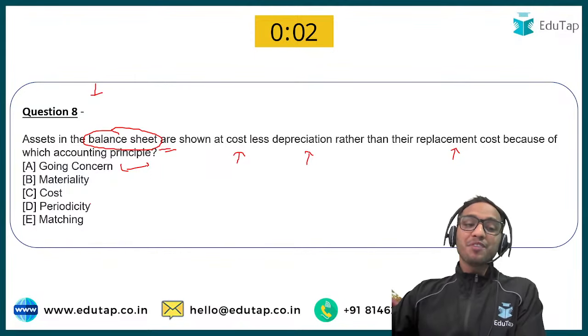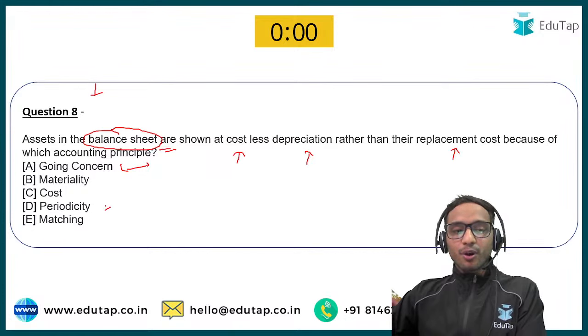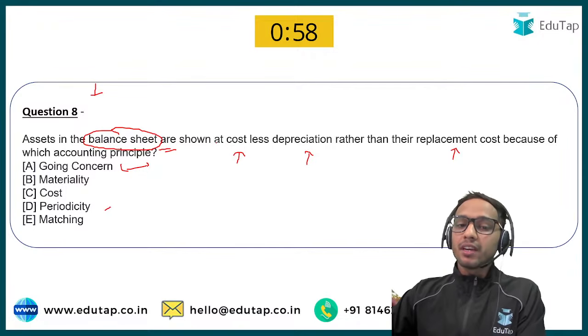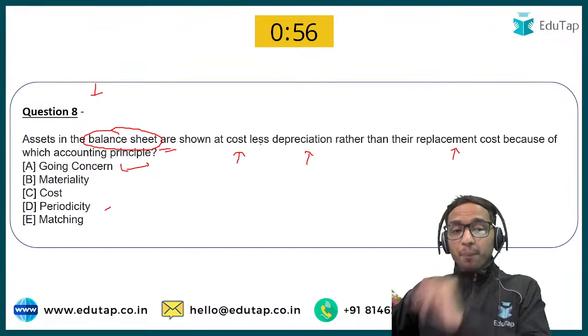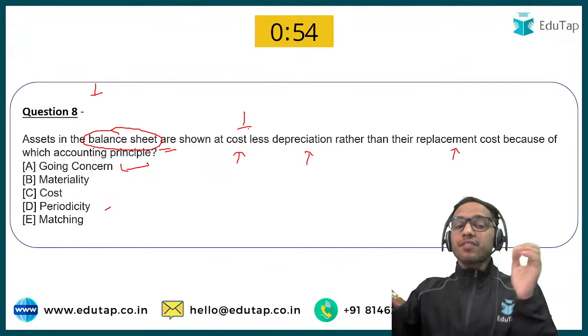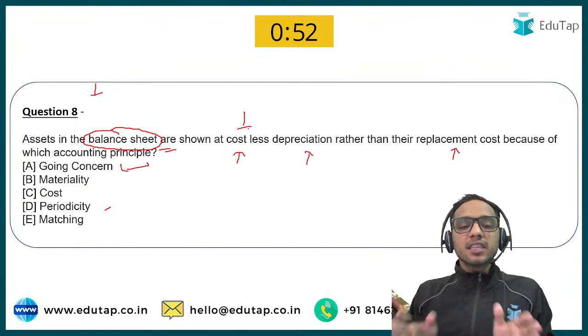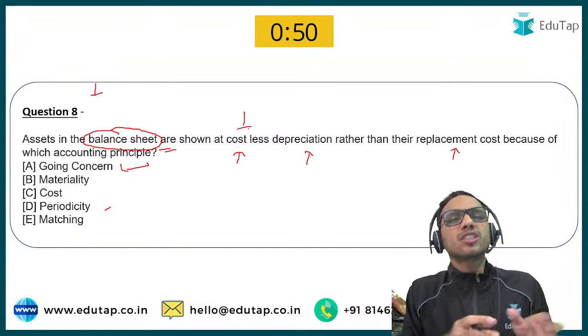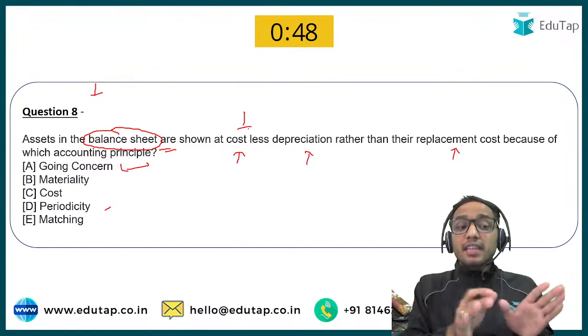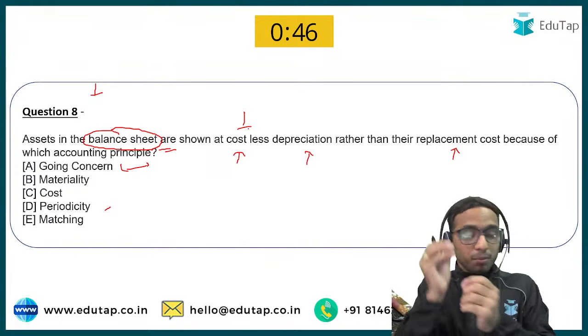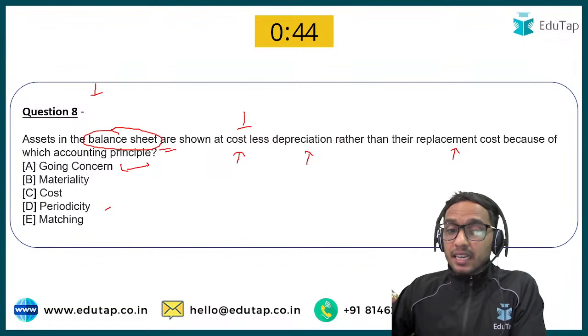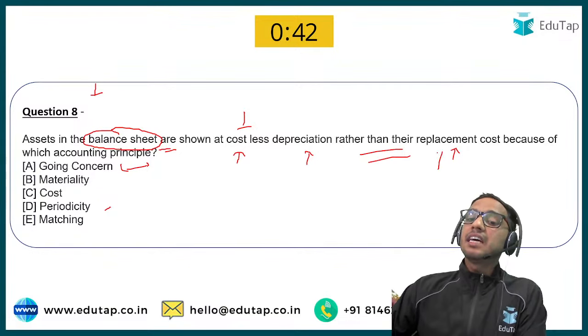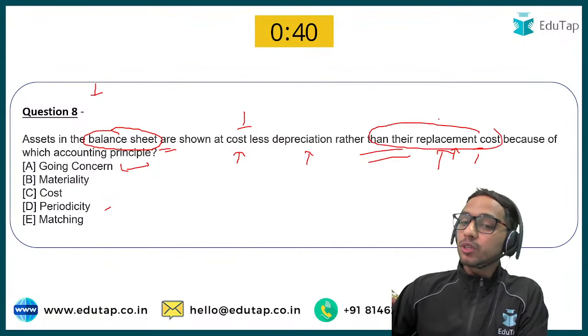So if you say periodicity or cost, you might be wrong here. Apart from showing it at cost, if the question had been that assets in the balance sheet are shown at cost less depreciation, only this much, then the answer would have been cost. But look at the question very carefully. It says rather than their replacement cost. So the keyword here is this only.